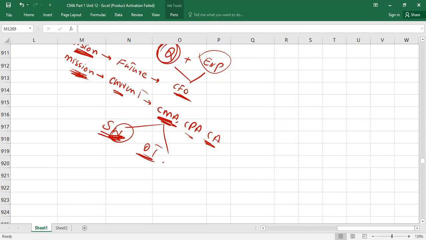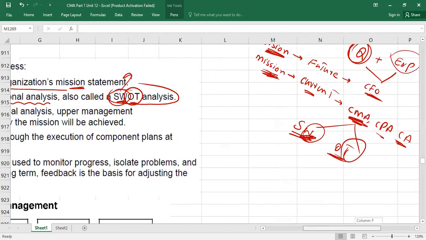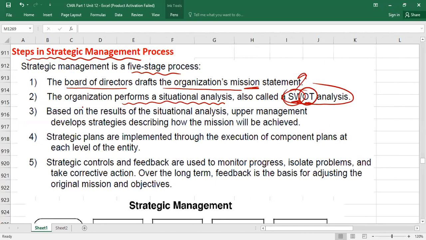Then you have to look at opportunities and threats. Like, what opportunities will this qualification offer you? Maybe you can work in the accounts department, finance department, tax department. And what threats are there? For example, maybe a lot of alternative qualifications are available in the market which can give you tough time. So this is called what? Situational analysis. This is stage number two, right?